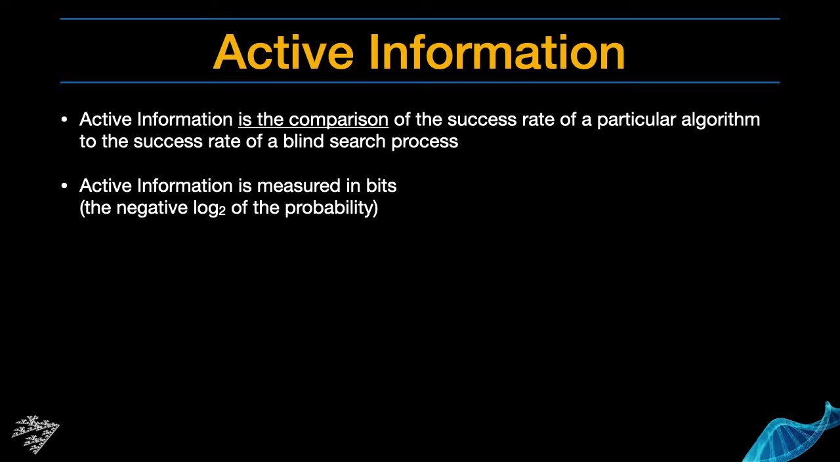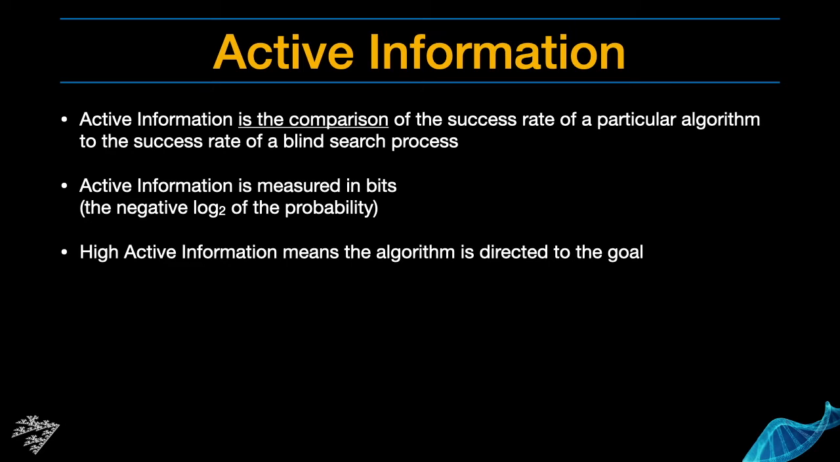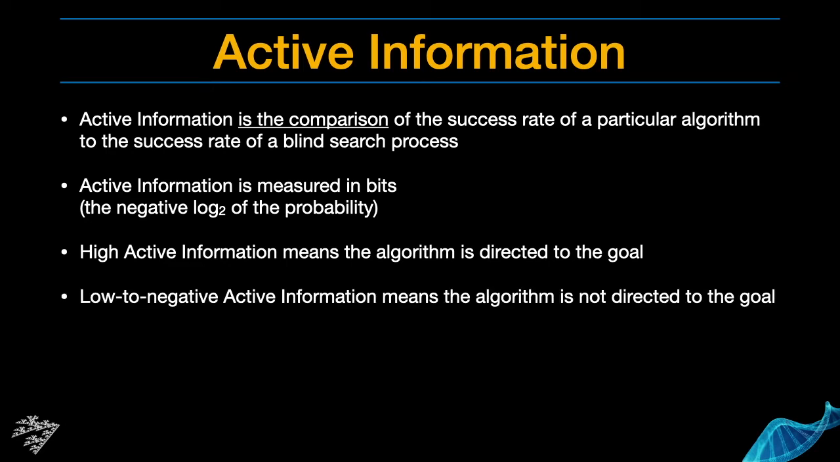We measure active information in bits, and if you have a probability, you can convert back and forth between probability and bits, because bits are the negative log base 2 of the probability. And so that's basic information theory. I'm not going to go into that here. So high active information means the algorithm is directed towards the goal. Low or negative active information means the algorithm is not directed toward the goal.